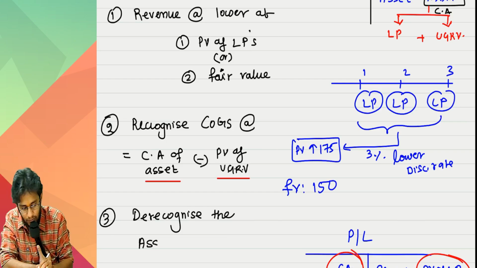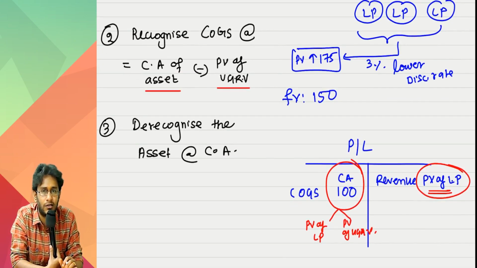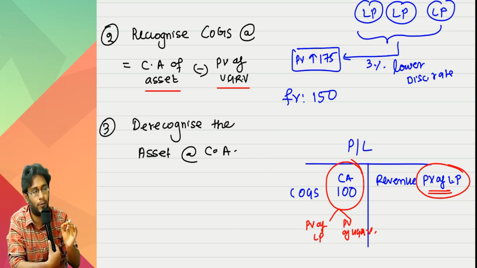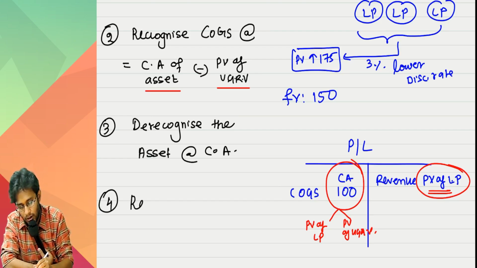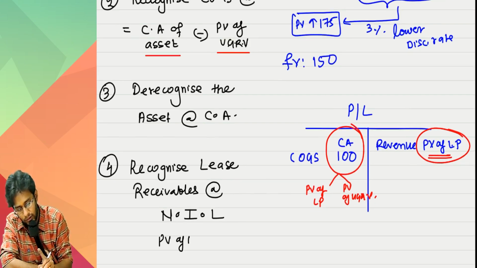De-recognize the asset at carrying amount. What nonsense, you already de-recognize it in the second point, as cost of goods sold, is that only? No. Cost of goods sold is a separate account. With that amount you pass the entry. Separately, whatever asset is there in the balance sheet, kill it separately. I'll help you with numbers later on. And recognize lease receivables as usual at NIL. What is the lease receivable number? PV of LP plus PV of UGRV.